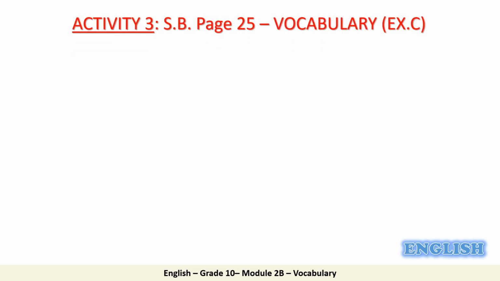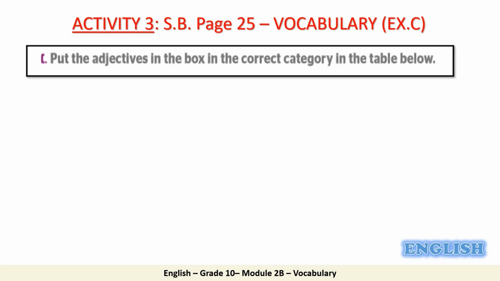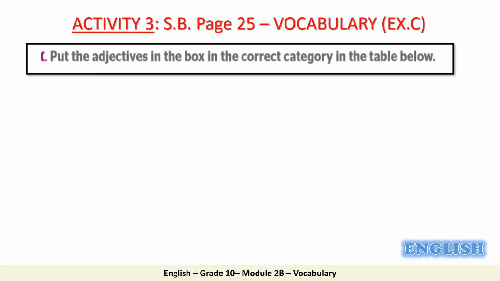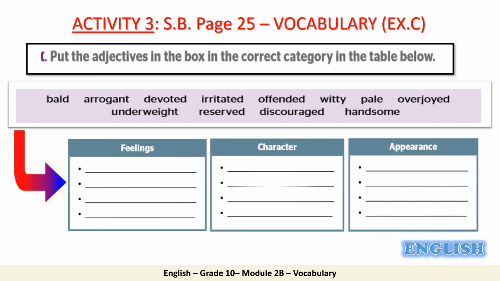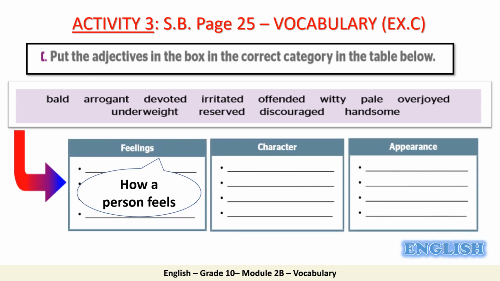Activity 3, Students Book, page 25, Vocabulary section, exercise C. Put the adjectives in the box in the correct category in the table below. Well, over here, you are going to pause the video in order to classify these 12 adjectives under the correct category. We have feelings, character, and appearance.